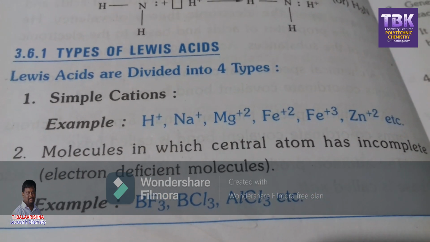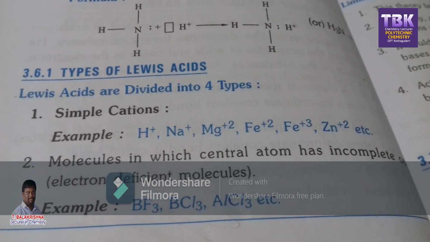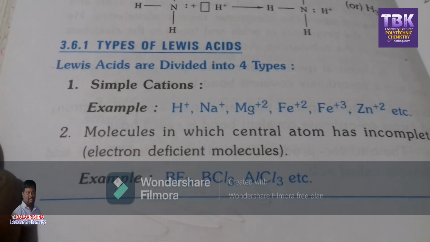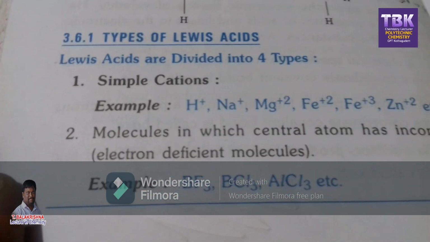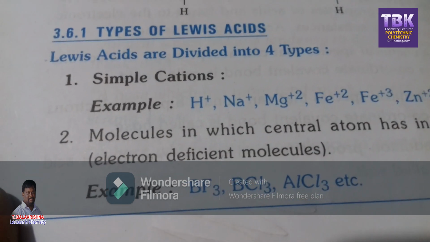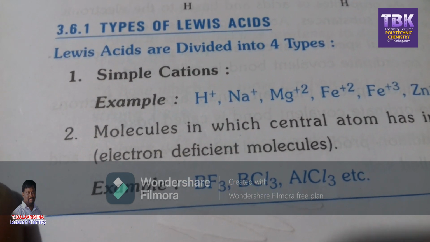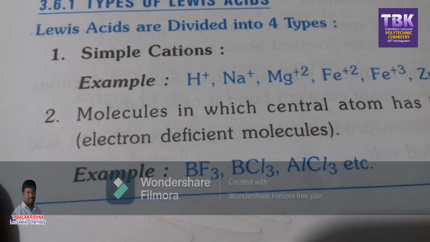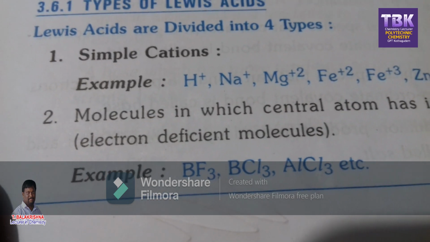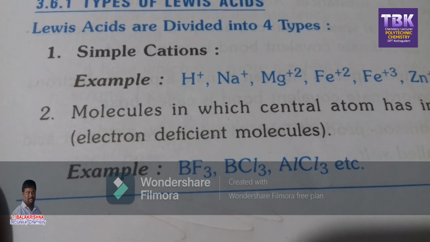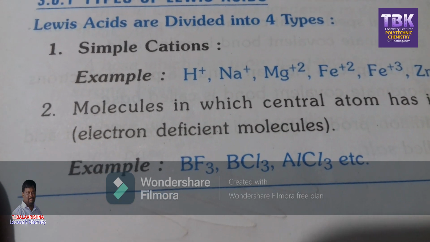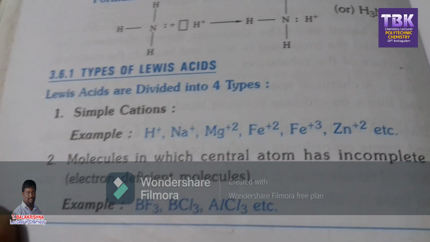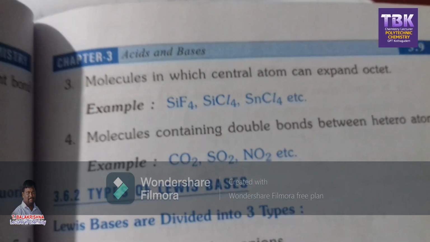The second type, the molecules whose central atom has incomplete octet electron configuration. They are also called electron deficiency molecules. We already learned in the previous part, boron trifluoride, the central atom has only 6 electrons. They are ready to accept the pair of electrons to obey the octet rule. Such types of molecules, BF3, BCl3, AlCl3, do not have 8 electrons in the outermost shell of the central atom, so they are ready to accept the pair of electrons. All the electron deficiency molecules act as Lewis acids.